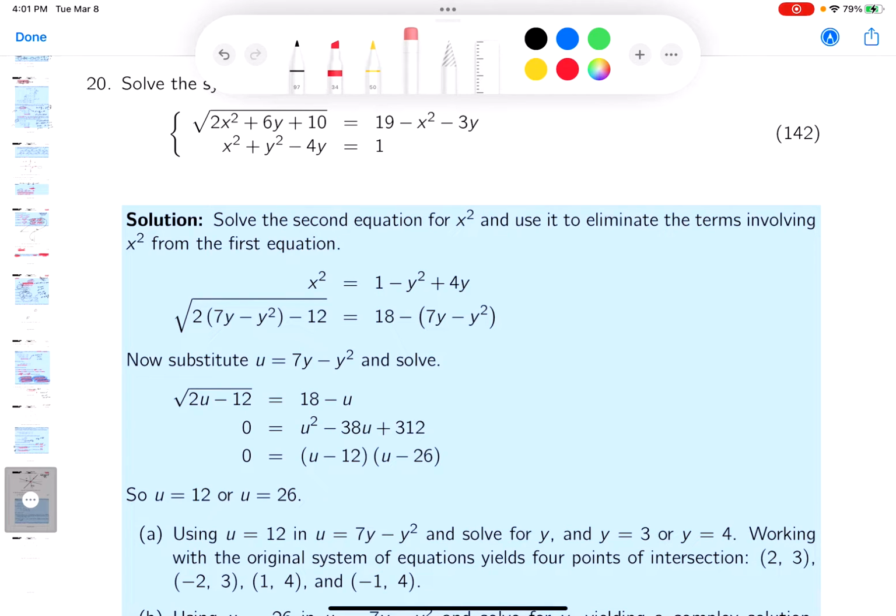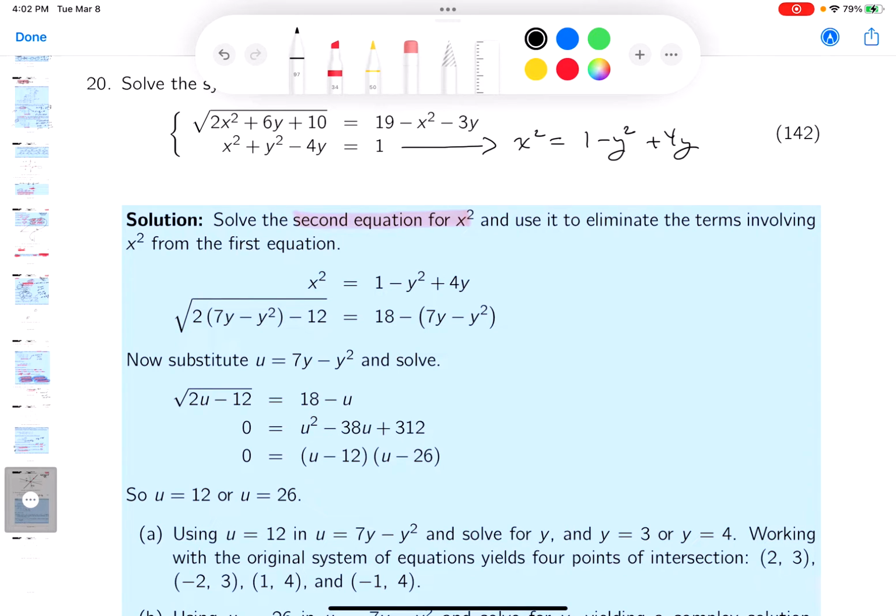Okay, let's just read through it. It says solve the second equation for x squared. And again, this is the way I saw how to do the problem. Your mileage may vary. You may decide to do something else. If I do that, what do you get? You get x squared equals, let's be very careful now, it's going to be 1 minus y squared plus 4y.